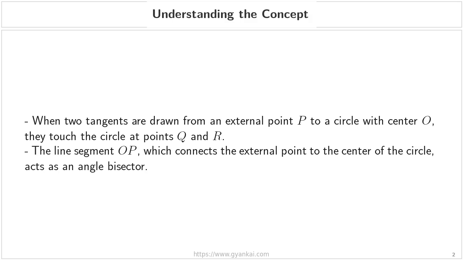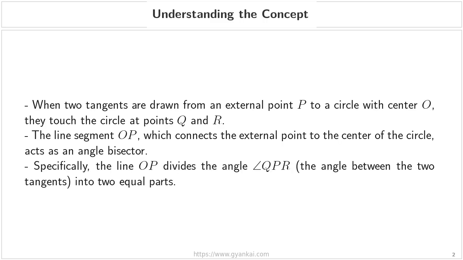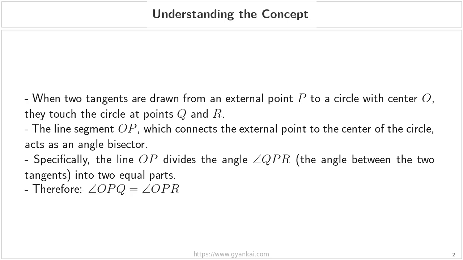Here is the core of the concept. If you draw a straight line segment from that external point P directly to the center of the circle, point O, you've just created an angle bisector. To be more specific, this line segment, OP, cuts the angle formed at the vertex P, which is angle QPR, into two perfectly equal halves. In mathematical terms, this means that the angle OPQ is exactly equal to the angle OPR.